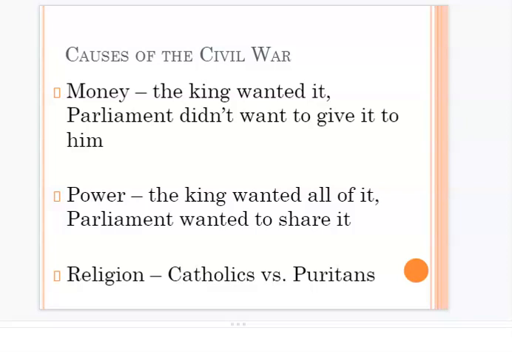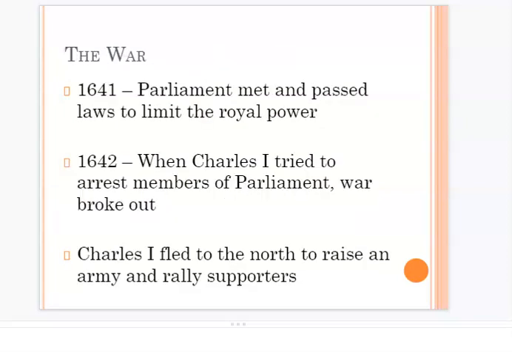The king wanted to be like an absolute ruler. He didn't want to share. And you still have that conflict with religion, with those Puritans trying to get rid of Catholic influence in England. The war begins. There are many different parliaments. There's the Short Parliament. Charles gets mad, sends Parliament home. He recalls Parliament. Then you have the Long Parliament, which is even more difficult than the first Parliament.